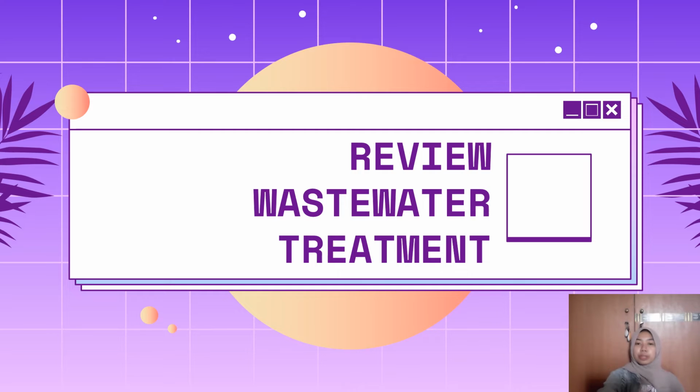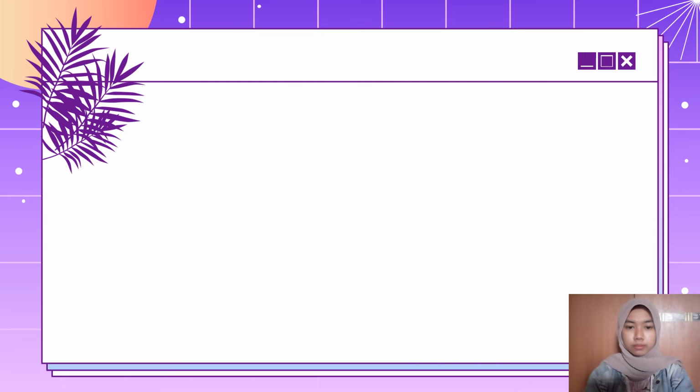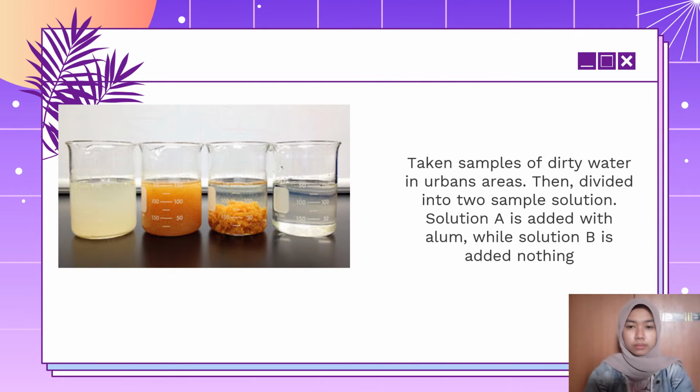So right now, we will review wastewater treatment. Okay, take a sample of dirty water in urban areas, then divide it into two sample solutions. Solution A is added with alum, while solution B is added with nothing. Sample solution A turns more clear after being mixed with alum and going through the filtration process.